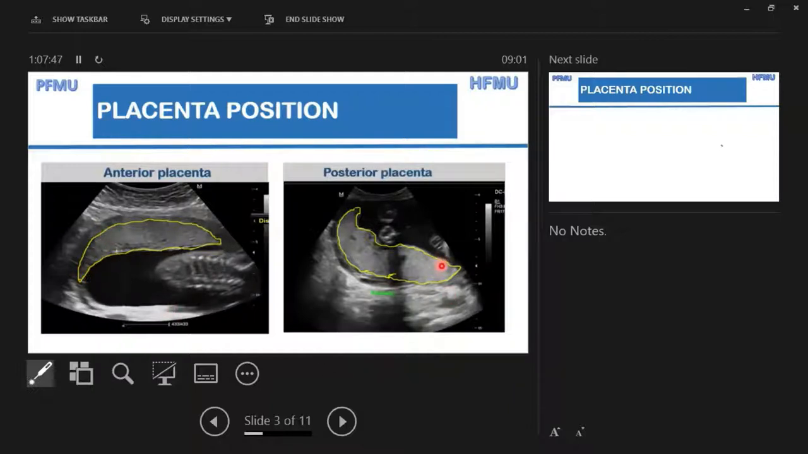In this image, we are demonstrating a posterior placenta. We can see the posterior uterine wall here and the placental mass that is marked in yellow.